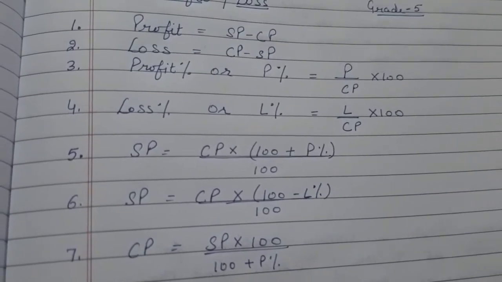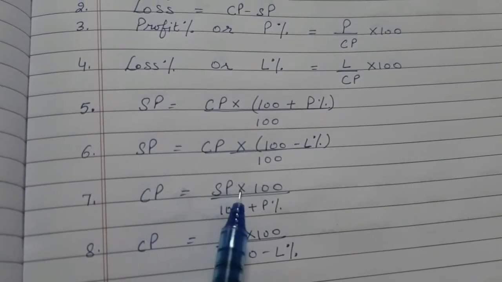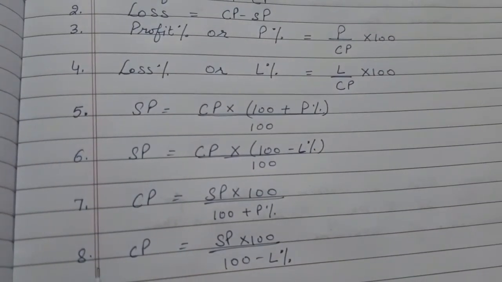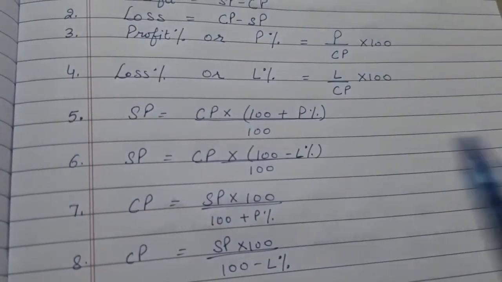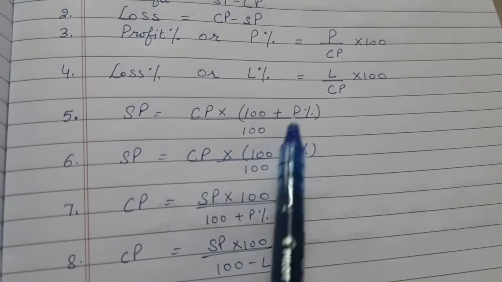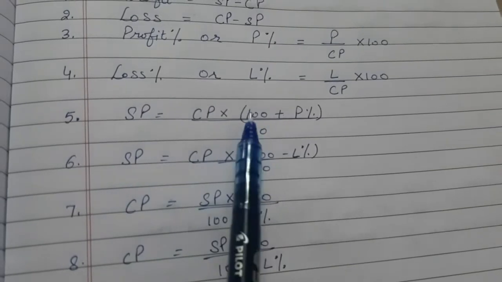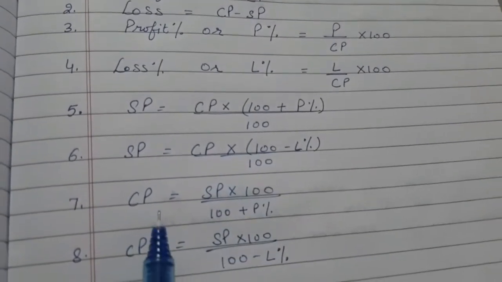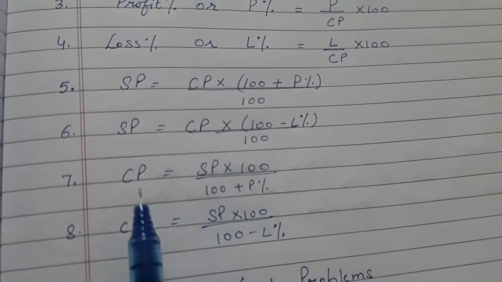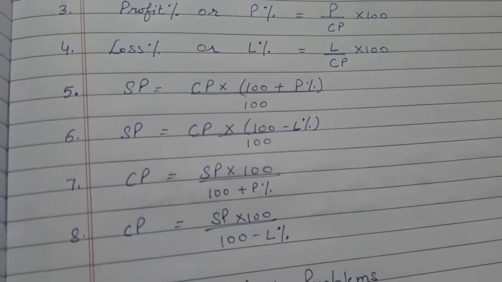No need to learn any other formula, but if you want to learn any other formula in form of CP or in form of SP, then you can learn these. Actually, these formulas 5 to 8, these are derived from upper formulas only. So, suppose if you are given cost price and profit percent or cost price and loss percent and you are asked to find the selling price, then you can use these formulas. Or if you are given selling price and loss percent or profit percent, then you can use these formulas to find the cost price. I hope you understand these.